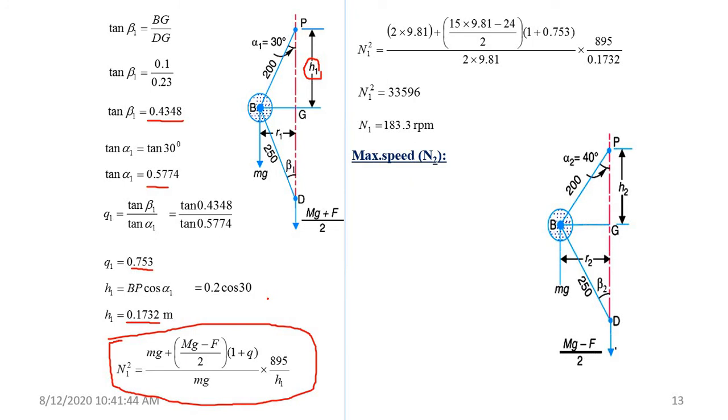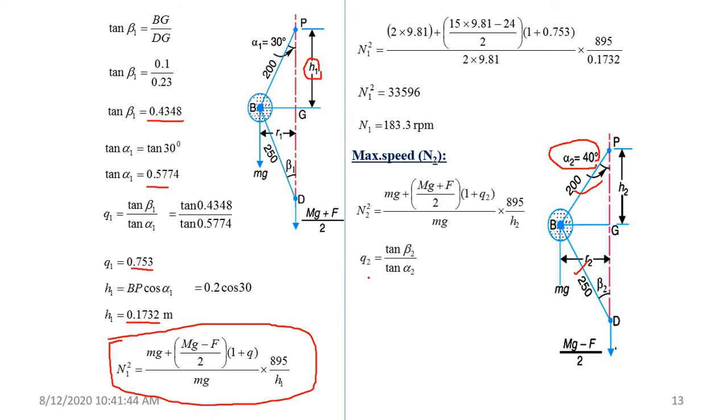We will find the N2 value. What is the change for minimum and maximum equilibrium speed? The only change is the angle of inclination of the upper arm to the spindle axis, so the alpha 2 value will be changed, while the upper arm and lower arm values are the same. The formula for maximum equilibrium speed differs only in the sign, which here is positive.